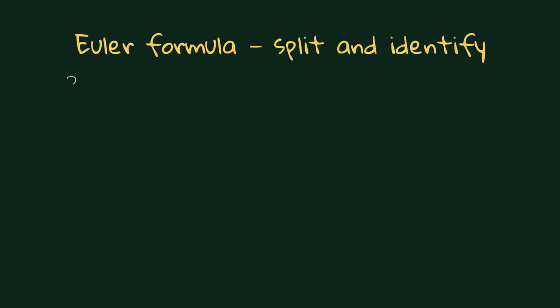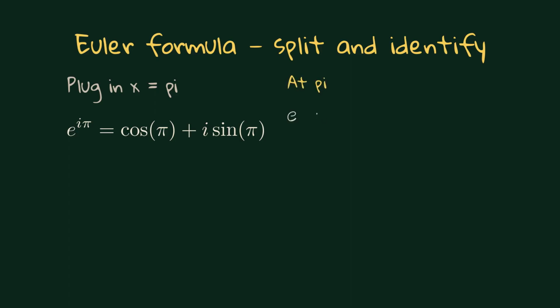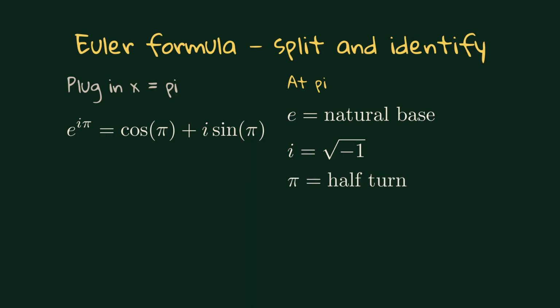Now plug in pi. e to the i pi equals cosine of pi plus i sine of pi. Here, e is the base of the natural exponential. i is the square root of minus 1. Pi is half a turn. Cosine of pi is minus 1. i sine of pi is 0 because sine of pi is 0.